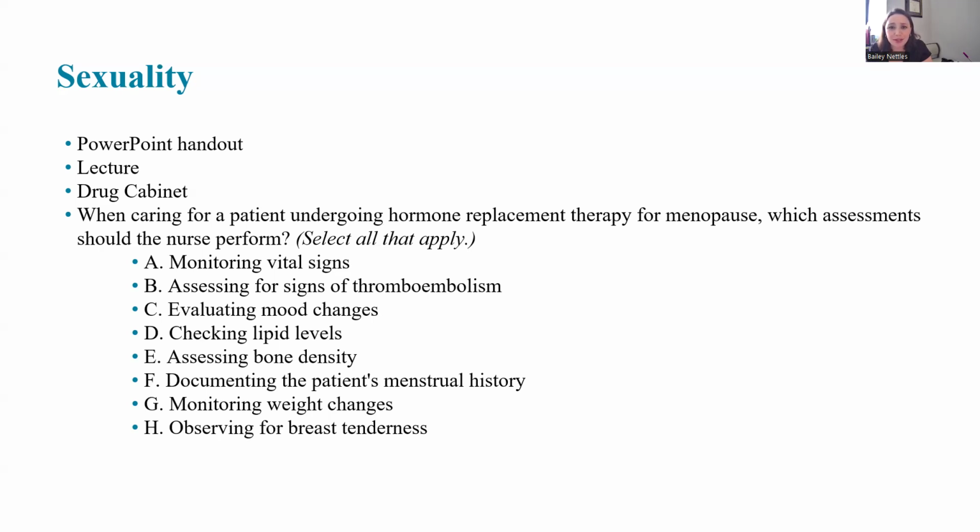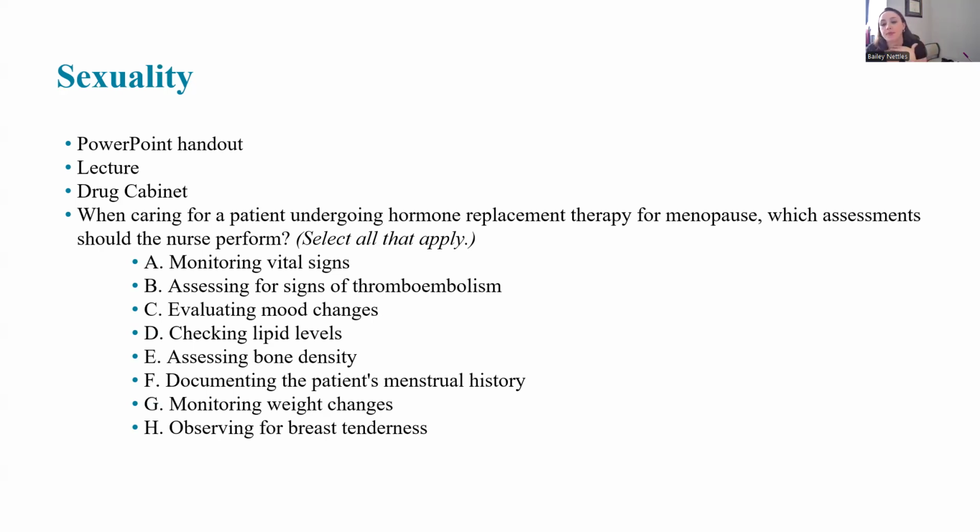No, they're in menopause. They don't have a menstrual history. They're done. Monitor for weight changes. That can happen. You can gain or lose weight with the estrogen therapy, so definitely have that one. Observe for breast tenderness. That is also a side effect. It's estrogen. Estrogen makes your breasts hurt.